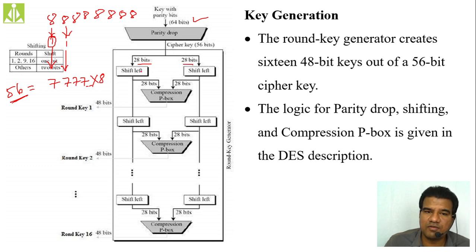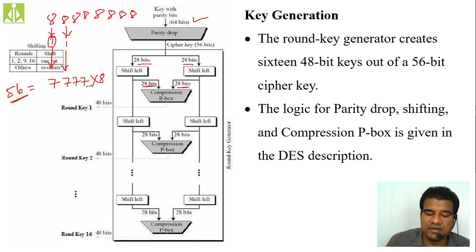At each level it will perform a shift left operation, and you have to be familiar with this operation. Shifting left means all bits will be shifted left. After applying the shift left operation, you again get 28 bits, isn't it? That 28 bits we are compressing. Compressing means joining this 28 bits and this 28 bits to get 56 bits, and that 56 will again be parity dropped to 48 bits, and you get the round 1 key.